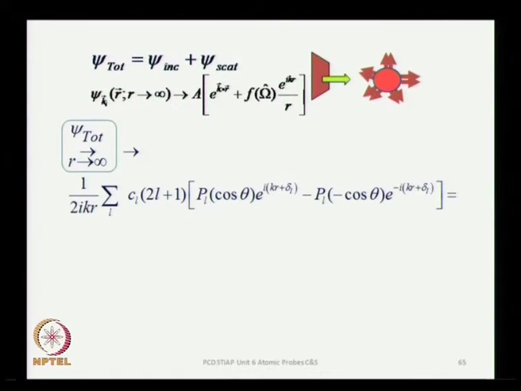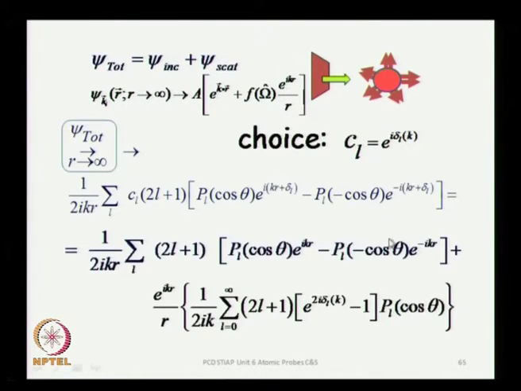Okay. Now let us look at this solution further. This is our total wave function, and we will put in the value C equal to e to the i delta L in this, and with this you have got this total wave function, which is given as this e to the i delta L will give you this particular solution.